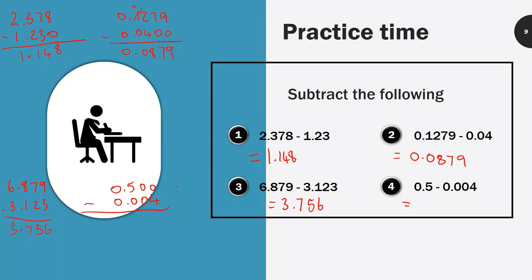My last one here is 0.5 take away 0.004. With this one, I actually need to do a fair bit of borrowing, so I need to cross out my 4, and then this becomes a 10, then I need to borrow from my 10, and then this becomes a 10 here at the end. So 10 take 4 gives me 6, and then I have a 9 and a 4 there with my decimal. Okay, so they are the answers for those ones there.